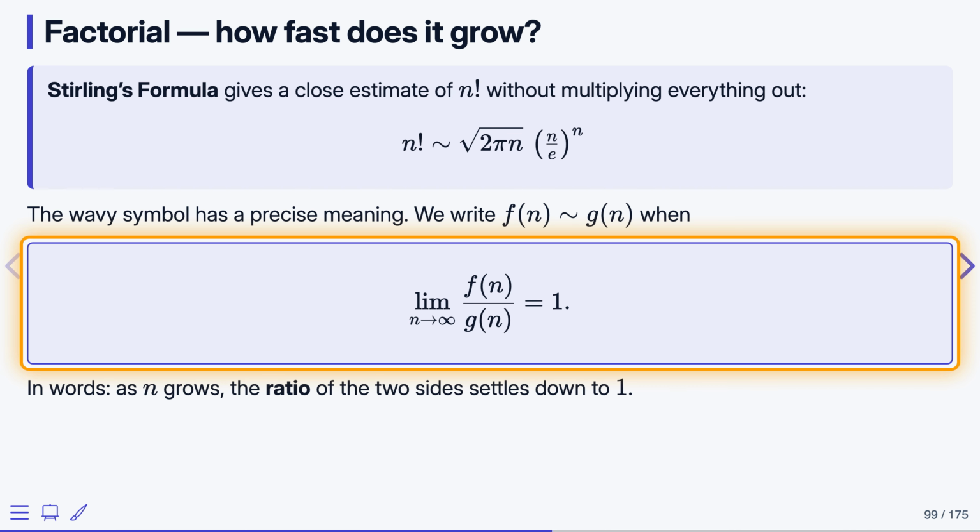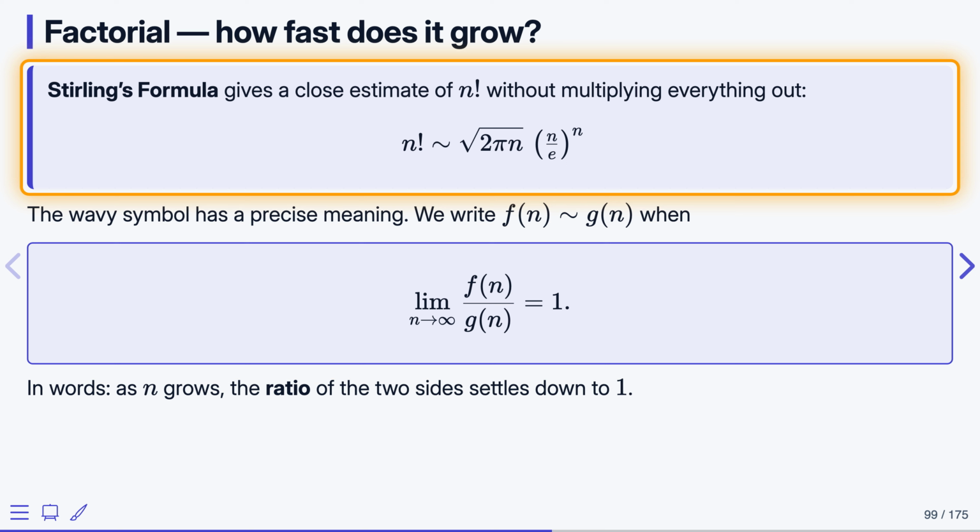It has a precise meaning. We write f of n wavy g of n when the limit, as n grows without bound, of f of n divided by g of n equals 1. Read that in plain words. Divide one side by the other. As n gets larger, that ratio settles down to 1. So the two sides may differ, but the difference stops mattering as n grows.